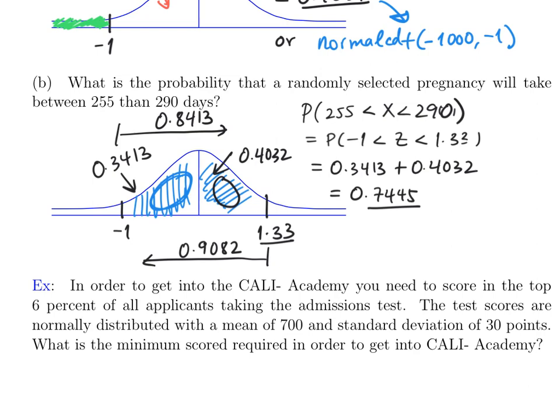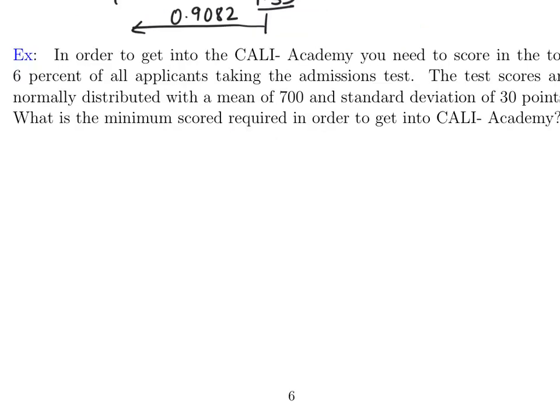All right? Okay, now finally, in order to get into Kali Academy, you need to take a test. And on the test, you have to be in the top 6% to be accepted. It says that it's normal, so that means you have to use a normal table. The average on the test is 700 points, and the standard deviation is 30 points. So the question is, what is the minimum score required to get into the academy? And remember, for the minimum score, you have to be in the top 6%.